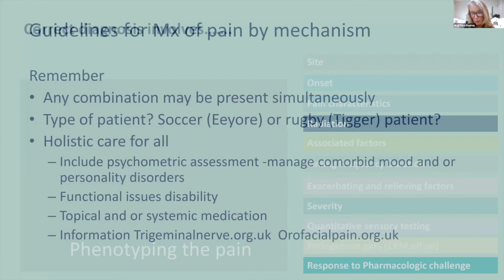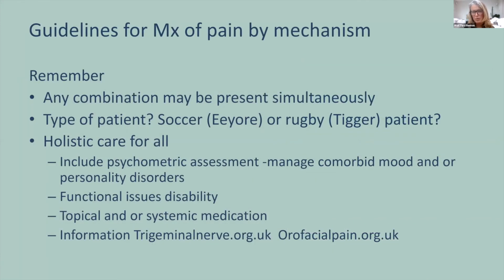As Prof. Hesham also mentioned, it's really important to identify the type of patient you have. And I very politically correctly divide my patients into soccer type patients or Eeyore type patients, or rugby type patients or Tigger type patients. So one patient will be absolutely massively compromised by what we think is maybe just a simple small toothache. Whereas another patient who's got massive trauma to their face, huge chronic post-surgical pain, is just getting on with their lives and bouncing along like Tigger does and just moving on. So that's a really important part.